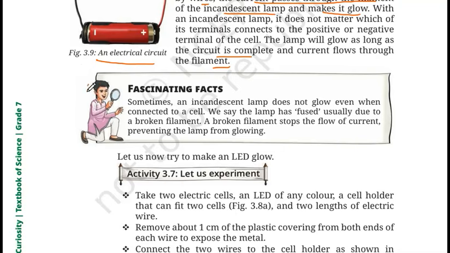But before we see that, we have a fascinating fact over here. You know, students, sometimes you will switch on your torch and you will see, even if the cells are connected properly, the incandescent lamp does not glow. Okay, this is the situation. We say that the lamp has fused. Why? When do we say that the lamp is fused? When we have a broken filament. Okay, so a broken filament, what does it do? It stops the flow of current, preventing the lamp from glowing.